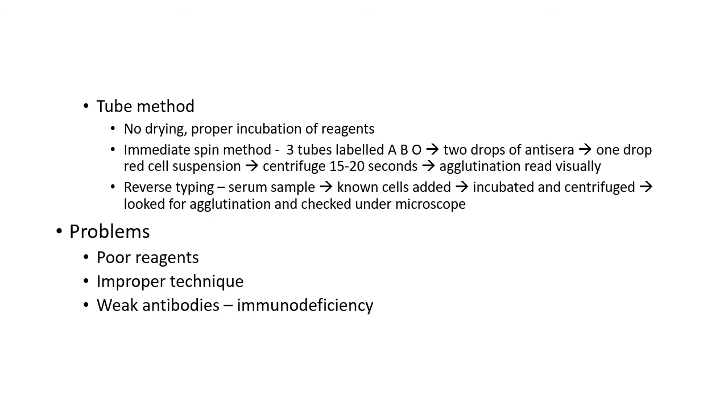Here, the interpretation is slightly different. If agglutination occurs in the tube where known A type cells are dropped, then it means the serum in the patient sample contains anti-A antibody, and therefore the sample is B type. In the same way, if agglutination occurs in the B cell added tube, then the antibody in the serum is anti-B, and therefore the blood group is A. And this is likewise. The problems usually encountered in blood group testing include poor reagents, improper technique, or weak antibodies.